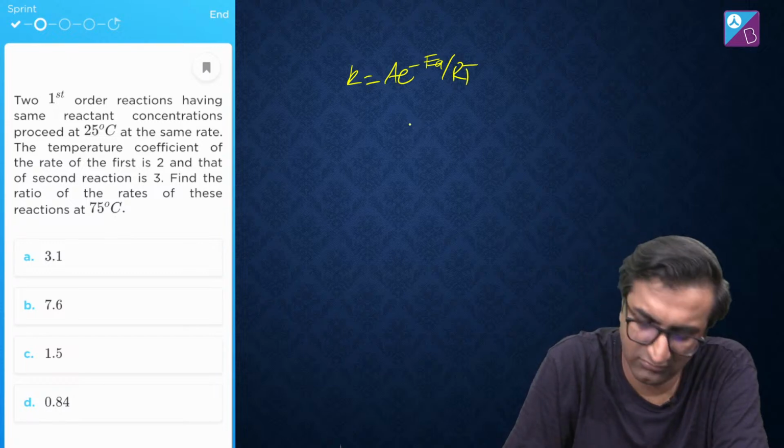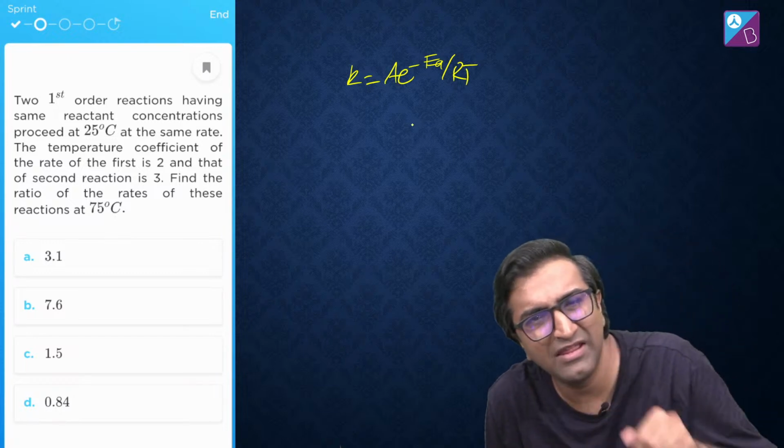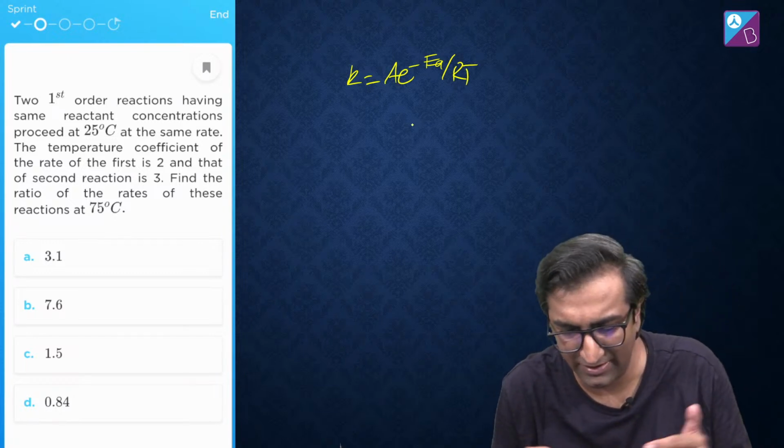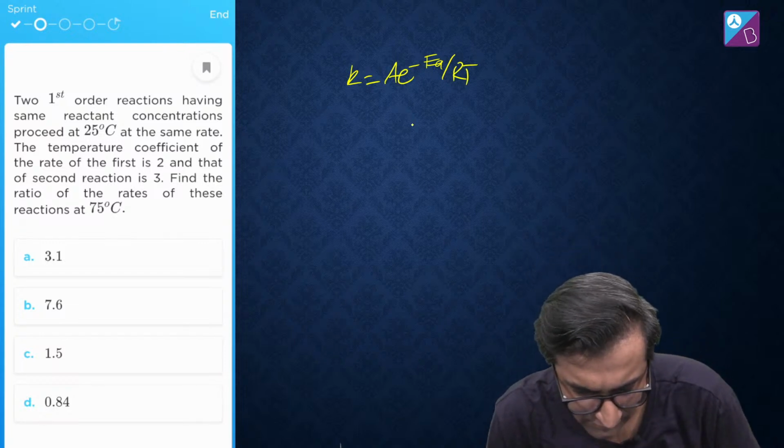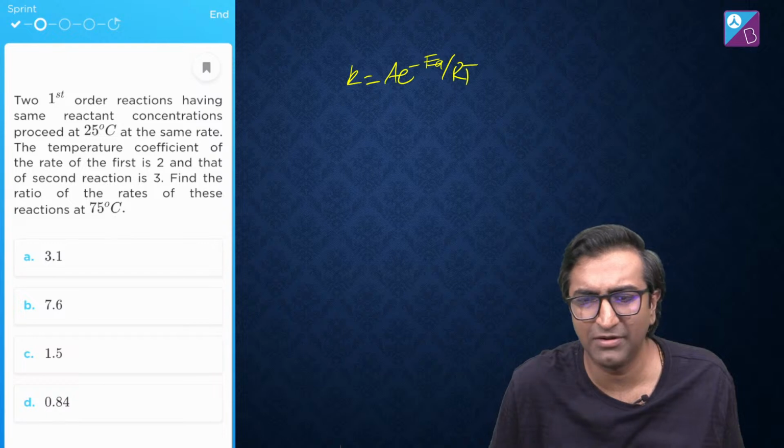Or is it Ea by R? Could it be Ea by R? No, it's too small to be Ea by R. Ea is in kilojoules, R is in joules. So it shouldn't be Ea by R. What could it be? What do you think is this temperature coefficient?